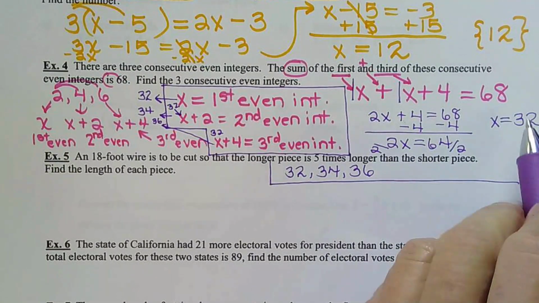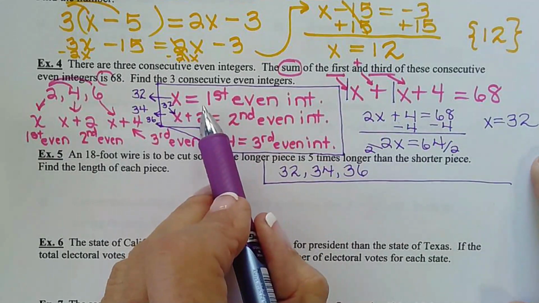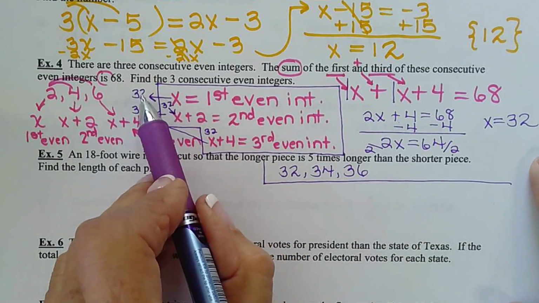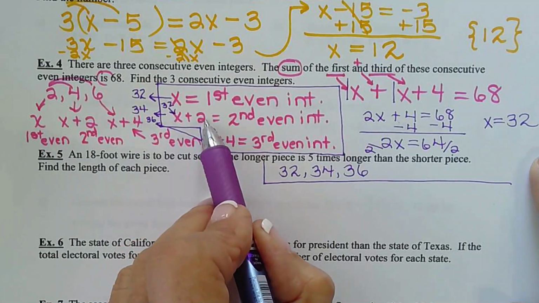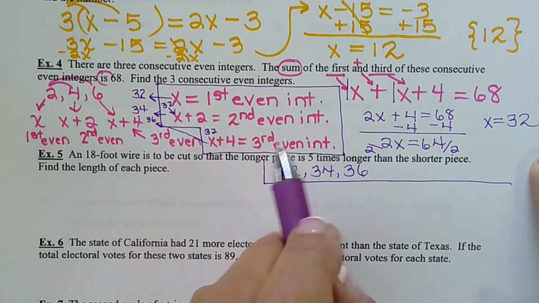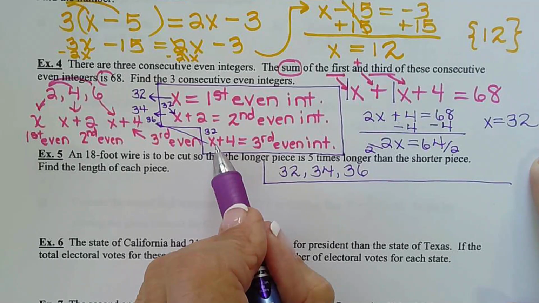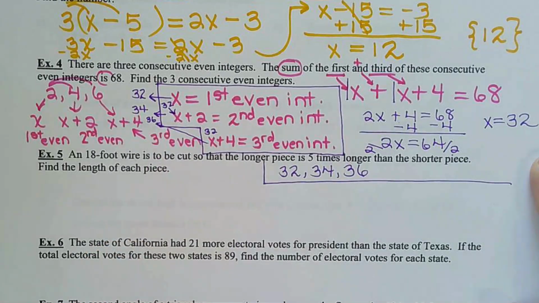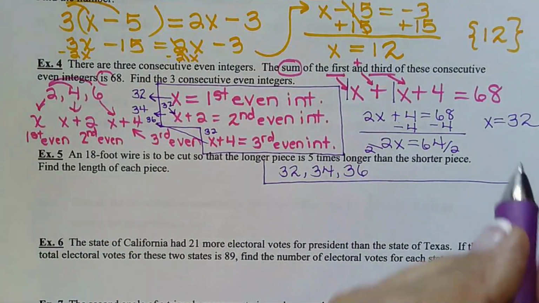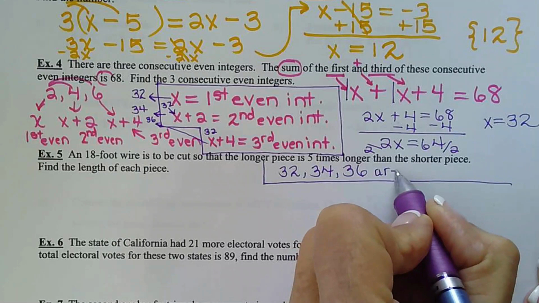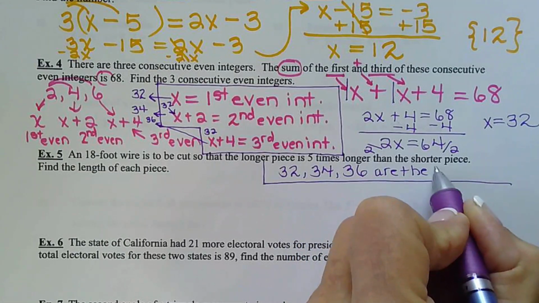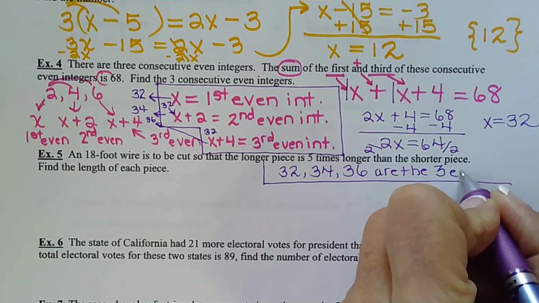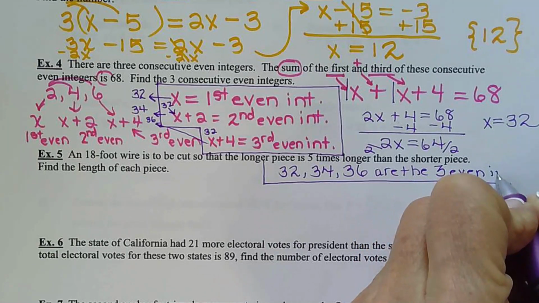So every x in the problem becomes 32. So the first integer is x, it's 32. 32 plus 2, the second integer is 34. Fill this x in with 32. 32 plus 4, the third integer is 36. I was just going to write: are the three even integers.